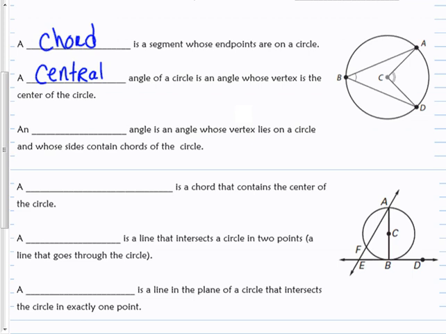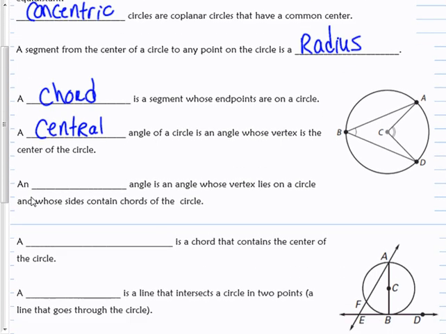So let's go over a few of these words. Actually, let me switch this to highlighter. So, radius. A segment from the center of a circle to any point on the circle is a radius. An example of a radius would be CD, from the center to the edge of the circle. A chord is a segment whose endpoints are on a circle. So chord, BA would be an example of a chord.